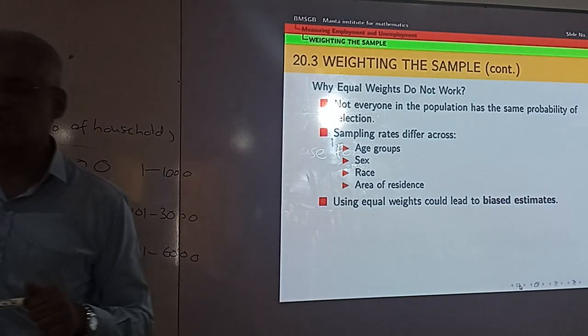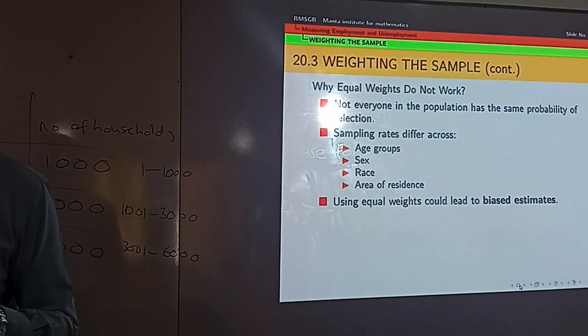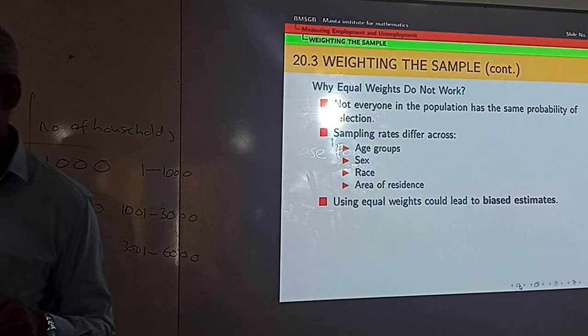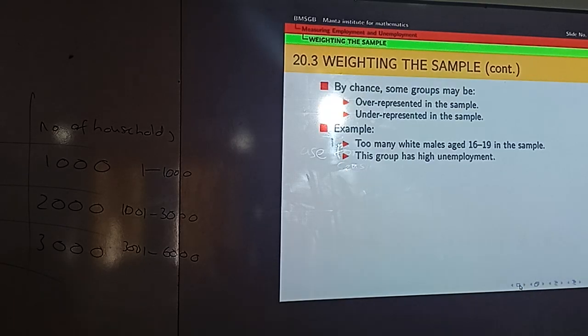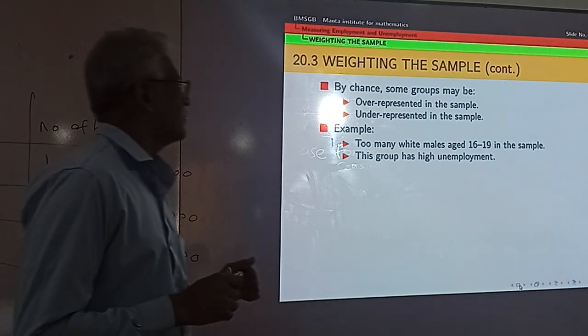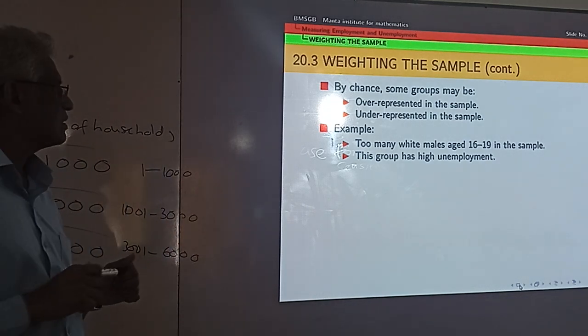So sampling rates can differ with respect to age groups, gender, race and area of residence and so on. So therefore they are using something called weighting. Otherwise the estimates can be bias estimates. So by chance, some groups may be overrepresented in the sample, or some groups may be underrepresented.